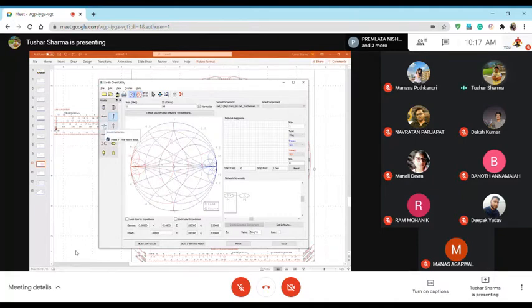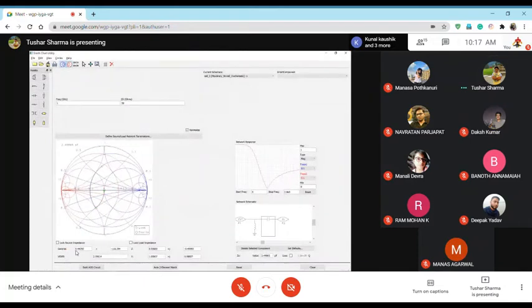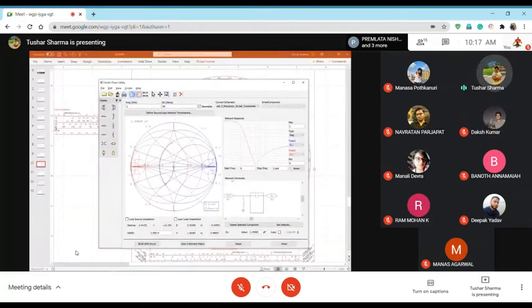Okay, so this is what we did. We did series C and shunt L. Okay, this is how we matched. This was one way of doing it. So series C and shunt L. I will tell you later how to calculate the values of that.